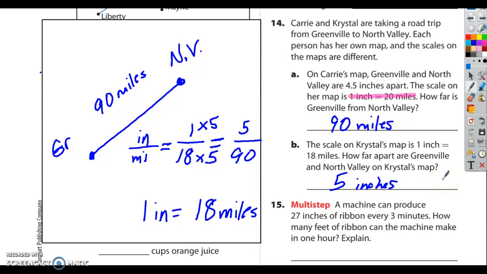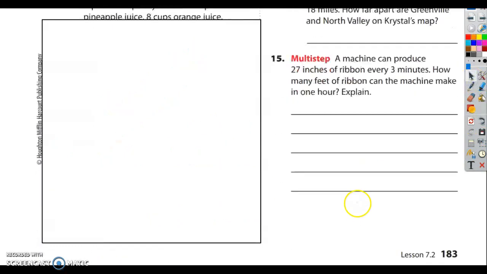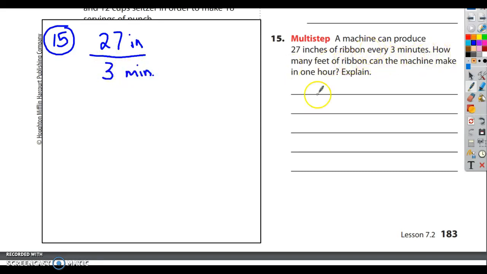Okay, number 15. Let's move on. And this is multi-step. And this is a little more complicated than it seems. Number 15 reads, a machine can produce 27 inches of ribbon every 3 minutes. 27 inches every 3 minutes. How many feet of ribbon can the machine make in 1 hour?